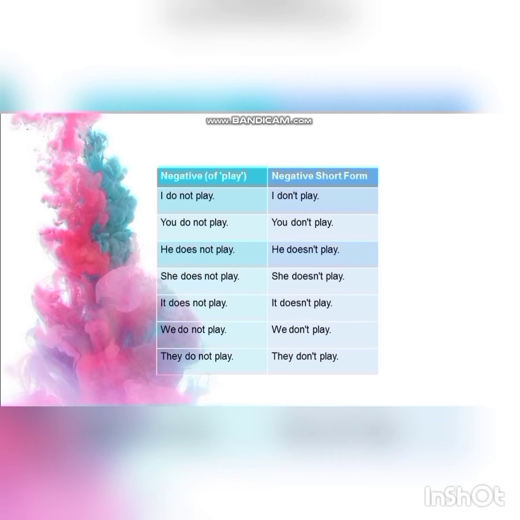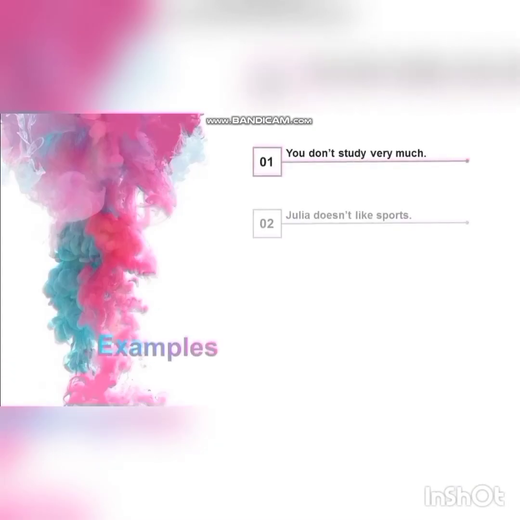I do not play. I don't play. You do not play. You don't play. He does not play. He doesn't play. She does not play. She doesn't play. It does not play. It doesn't play. We do not play. We don't play. They do not play. They don't play. For example, you don't study very much. Julia doesn't like sports. We don't live in London.